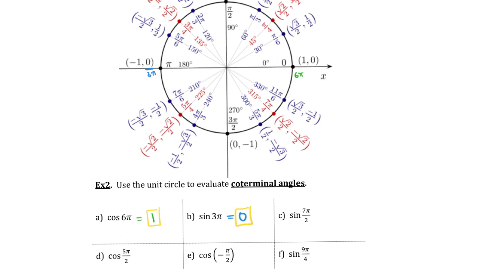How about 7 pi over 2? 7 pi over 2 is not on my circle, but pi over 2 is. So from 0, this is 1 pi over 2, 2 pi over 2, 3 pi over 2, which matches, 4 pi over 2, 5 pi over 2, 6 pi over 2, 7 pi over 2. So 7 pi over 2 is coterminal with 3 pi over 2. What am I finding? The sine. The sine is the y-coordinate, so this is negative 1.